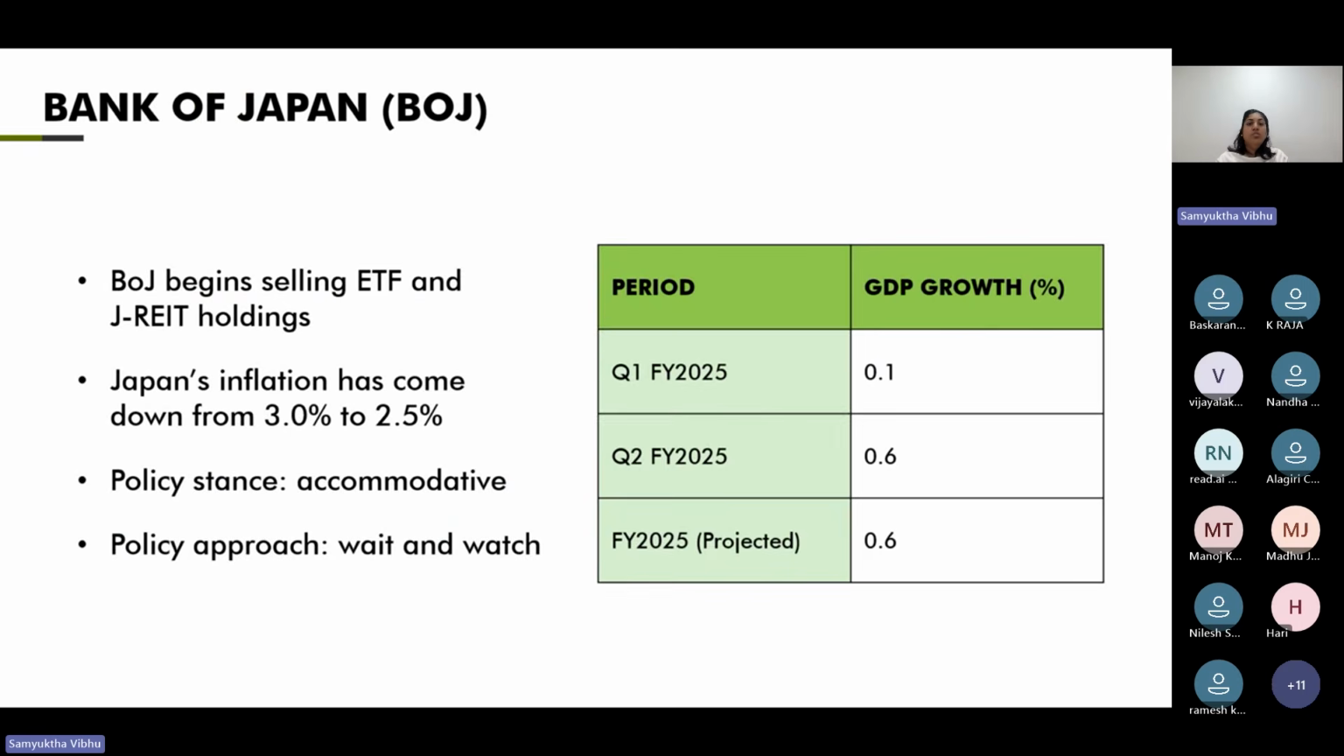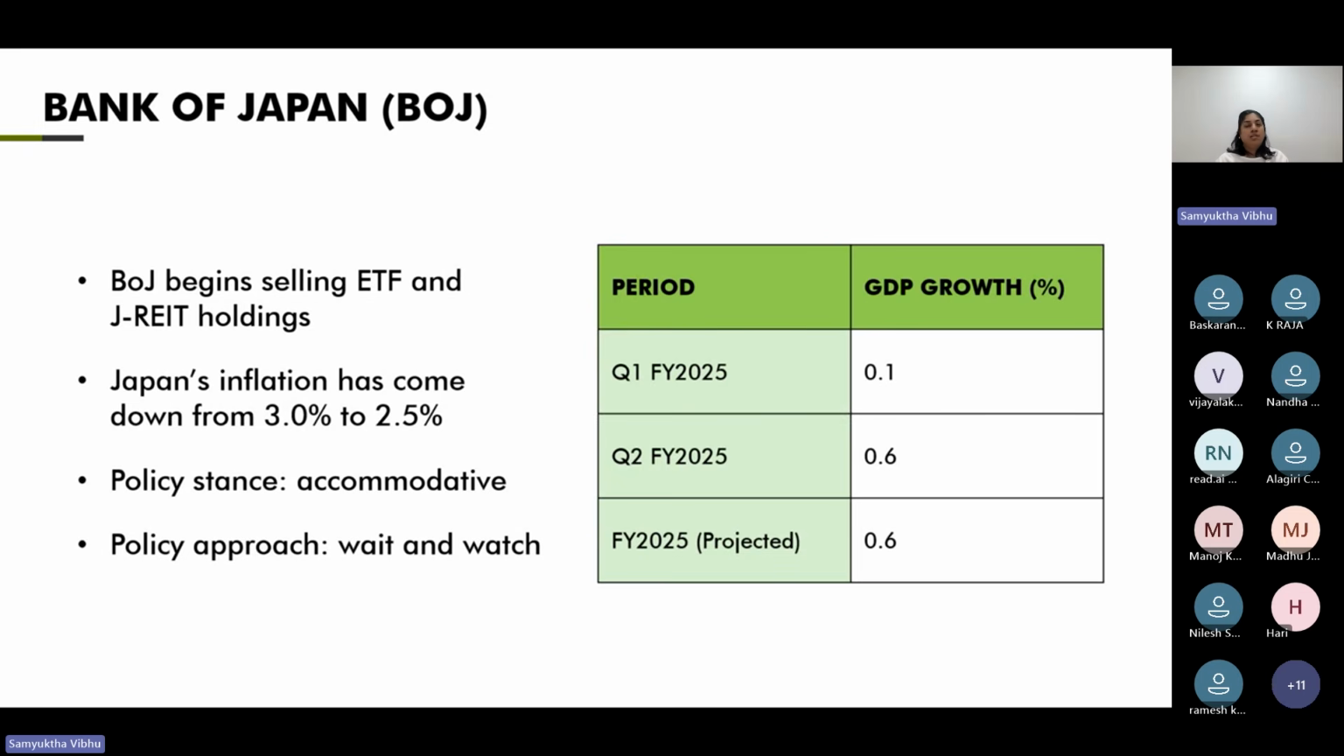If we look at where growth is, the projected growth for 2025 for Japan is about 0.6%. And some of the key actions that the Bank of Japan has taken are selling their ETF holdings as well as their rate holdings. They are the largest owners of Japanese equities. We've also seen some easing in inflation, but inflation even at 2.5% is quite a bit higher than what the Japanese economy has experienced for the last 20 odd years. And their policy stance is still accommodative.